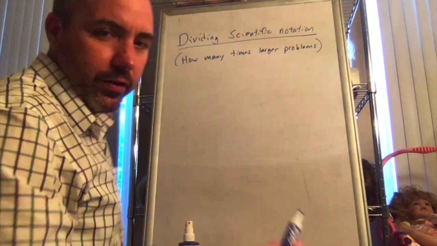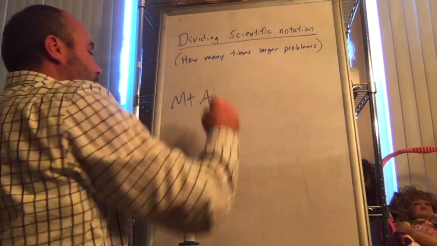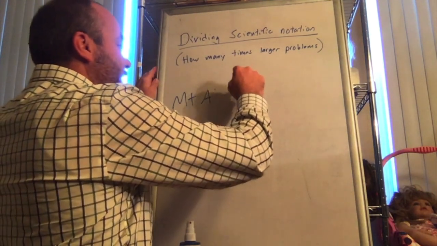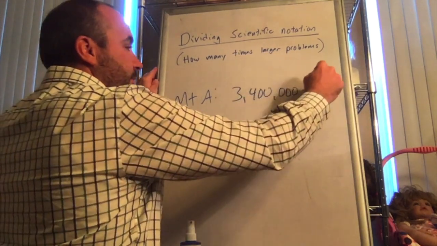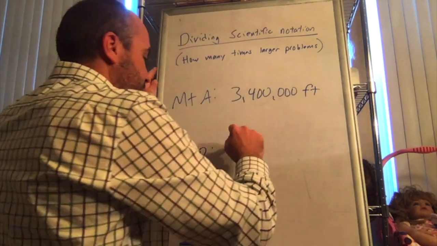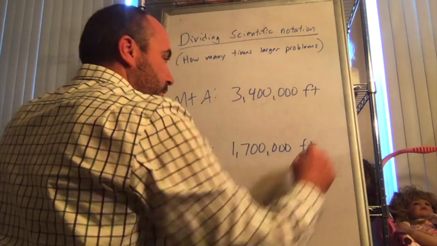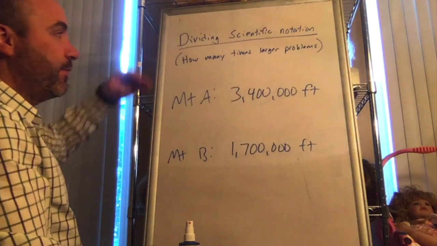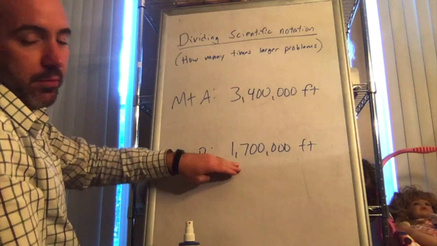So now let's look at the how many times larger problems. If I have mountain A, and I'm just going to make things up, we're going to use easy numbers here. Let's say mountain A is 3,400,000 feet tall, and mountain B is 1,700,000 feet tall. So how many times larger is mountain A compared to mountain B? That's a division problem. So we have to divide 3.4 million by 1.7 million.